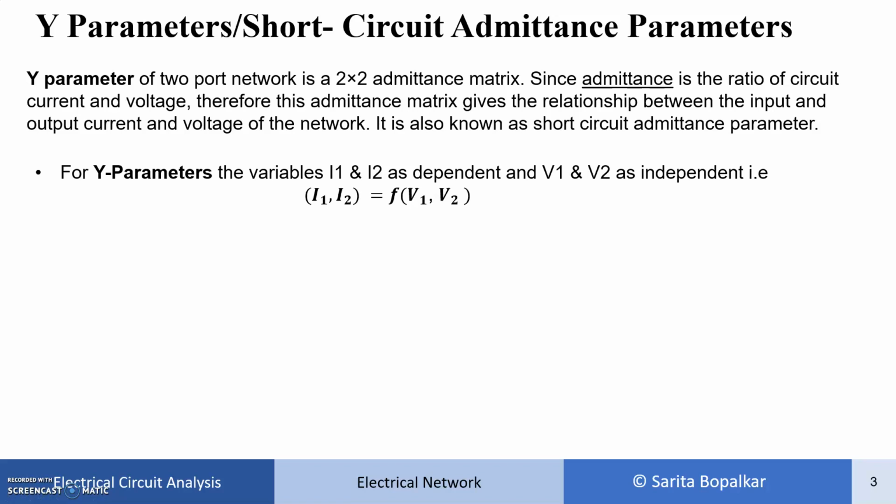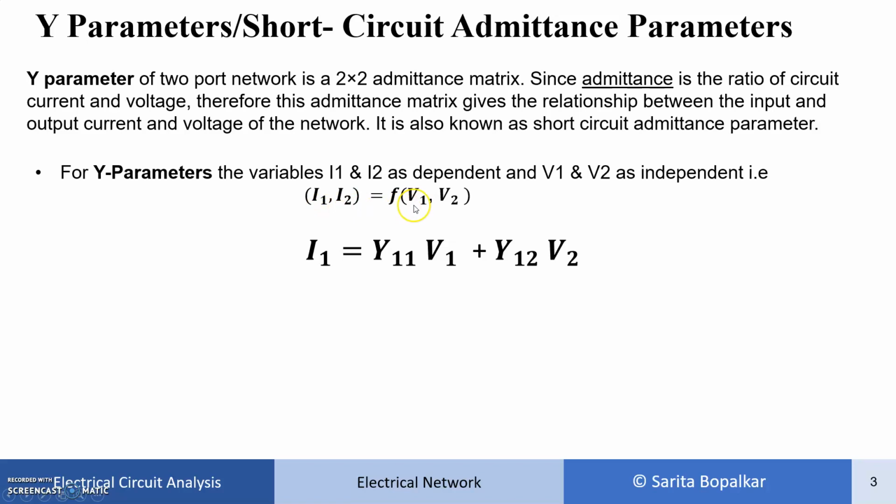If you go through the previous video, there we have covered the Z parameter, that is the impedance parameter. As it is impedance, we are expressing V1 and V2 as a function of I1 and I2. Now here the Y parameter is nothing but the admittance parameter. That's why we are expressing I1 and I2 as a function of V1 and V2, as admittance is the ratio of current and voltage.